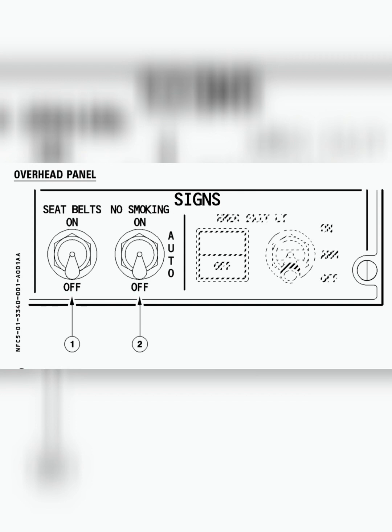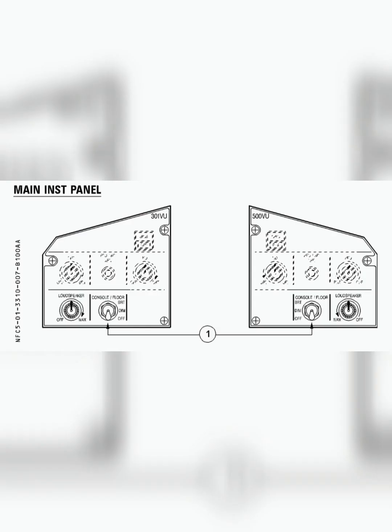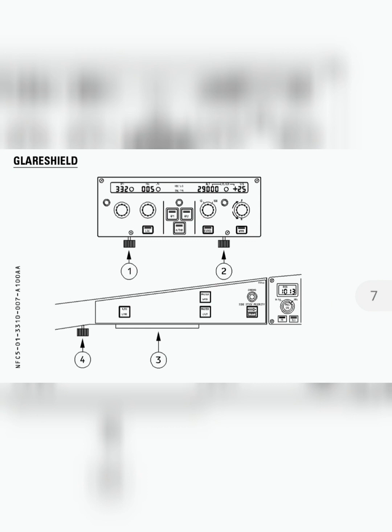Then we have the overhead panel, where the seat belts and no smoking signs come on when pressed to the on position. Then we also have other lights such as the flood light and integral light, which are basically for the cockpit. Then inside the cockpit there is also one main light, which is the console or flow light, which should always be on, otherwise it is a no-go.